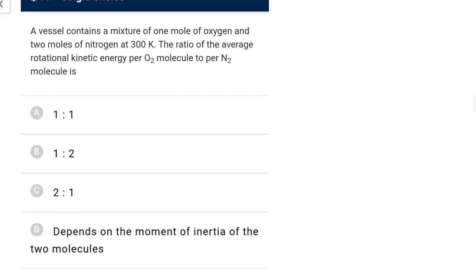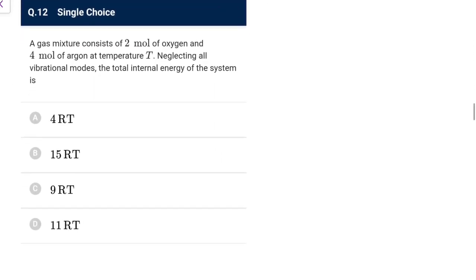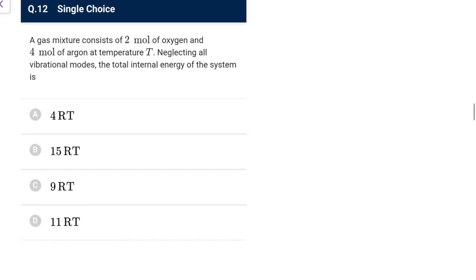Next. A vessel contains a mixture of one mole of oxygen and 2 moles of nitrogen at 300 Kelvin. Ratio of the average rotational kinetic energy per O2 molecule to per N2 molecule. So the average kinetic energy depends only on the temperature, and both are the same type of gas, so it is going to be 1:1. It is independent of the amount. So you can directly go for option A. Both have 2 degrees of freedom because of rotation, and temperature is the same, so the average value will be the same.